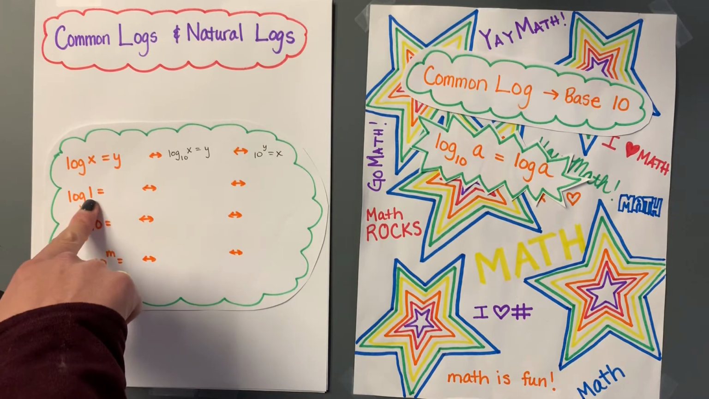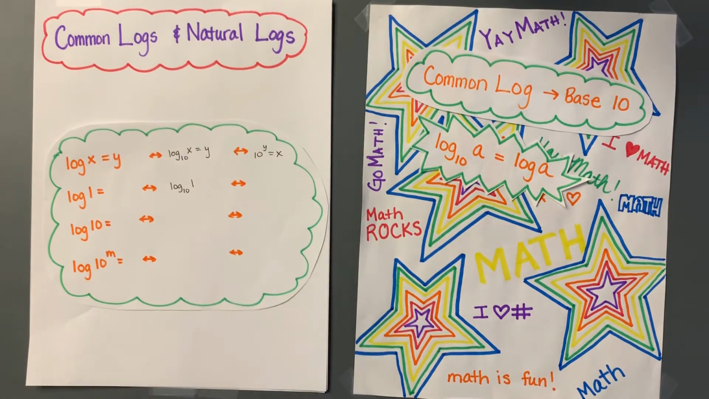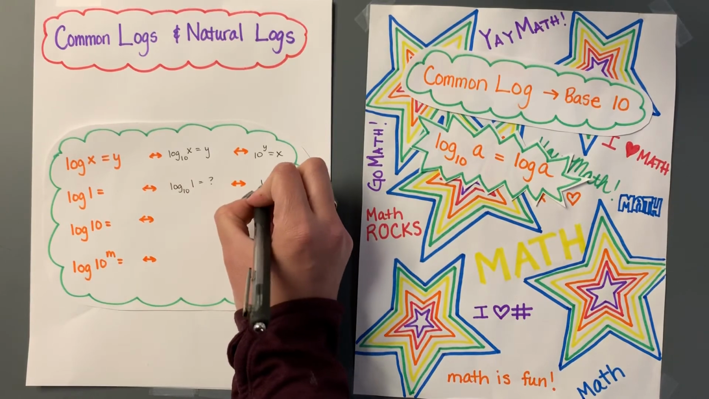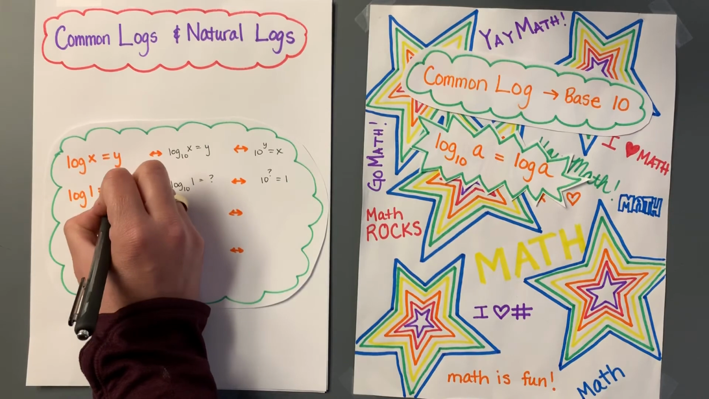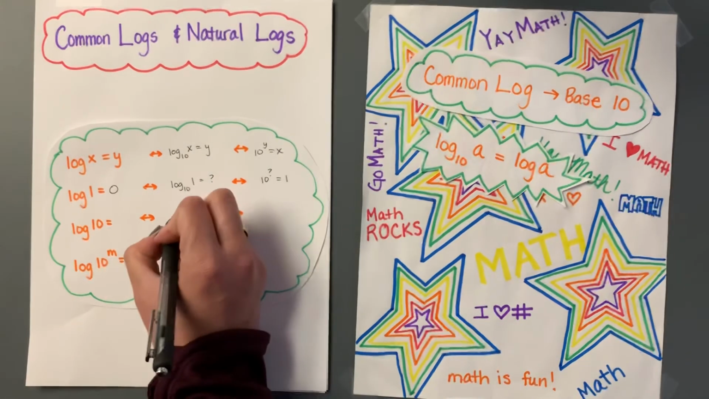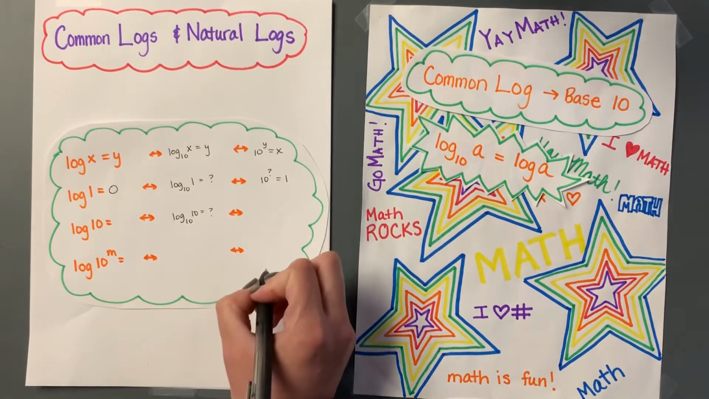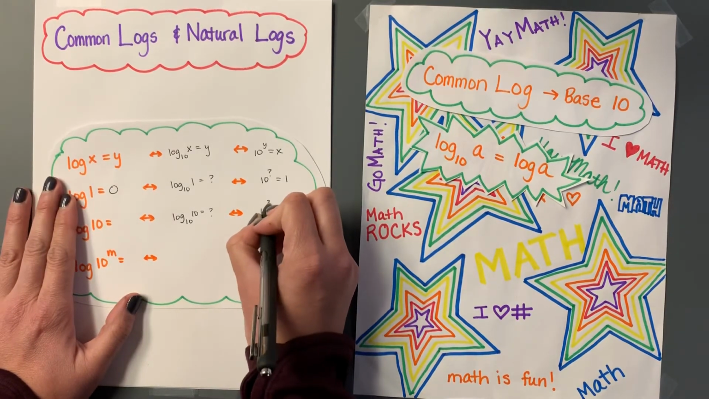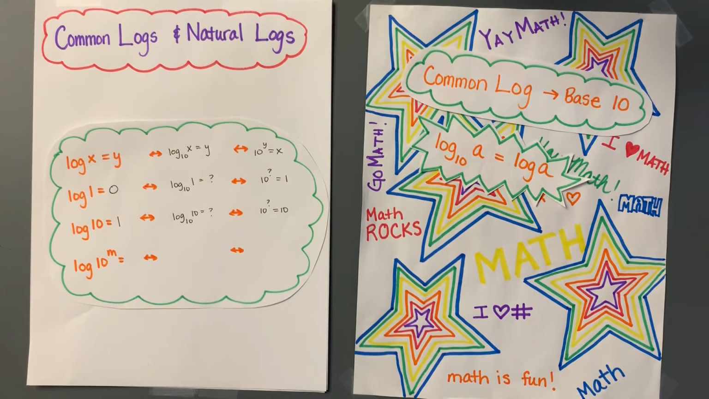So log of 1. This is log base 10 of 1. That is 10 to what exponent is equal to 1? And the answer to that is 0. So log of 10. This is just like saying log base 10 of 10 is equal to what exponent? So this is 10 to what exponent is equal to 10? And the answer to that is 1.